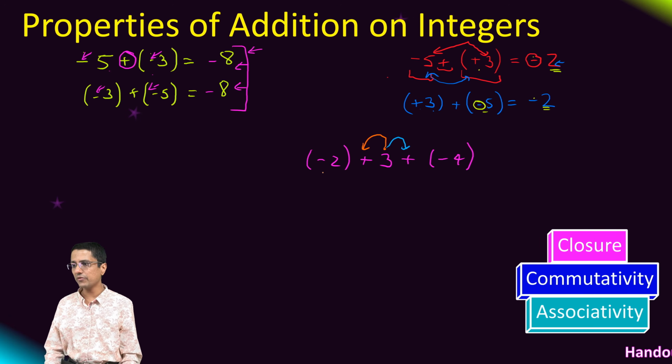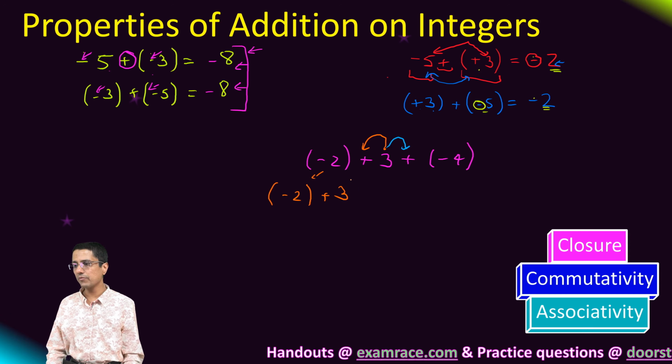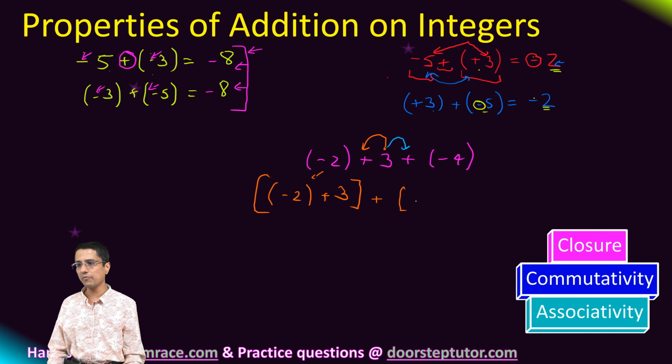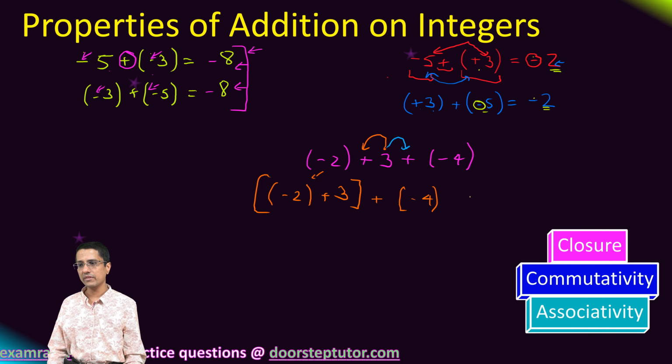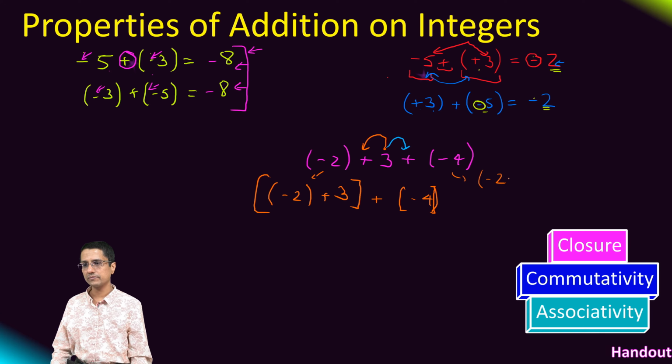So let's write down the expression in the first case. In this case, my 3 would go with the first plus sign, and the 4 would remain alone. In the second case, okay, so this is a square bracket. In the second case, my 3 would go with the second plus sign.